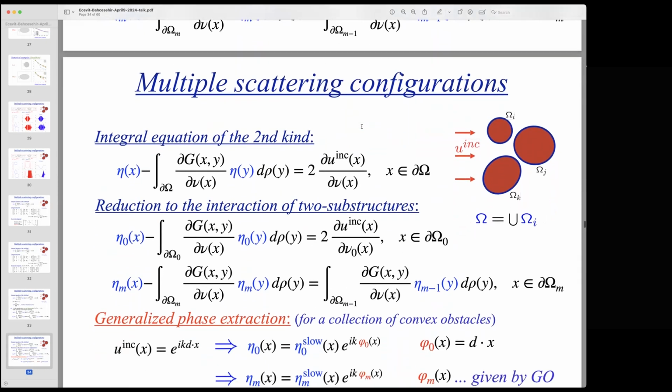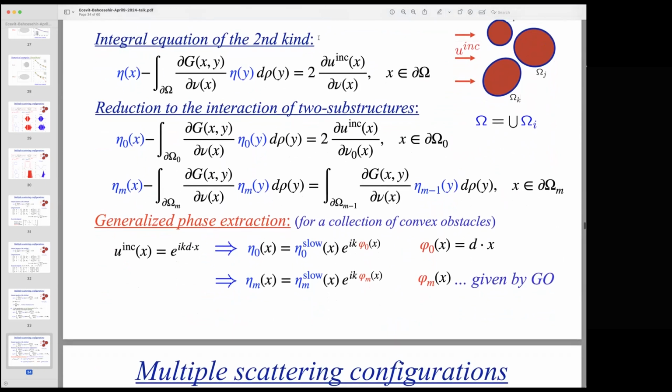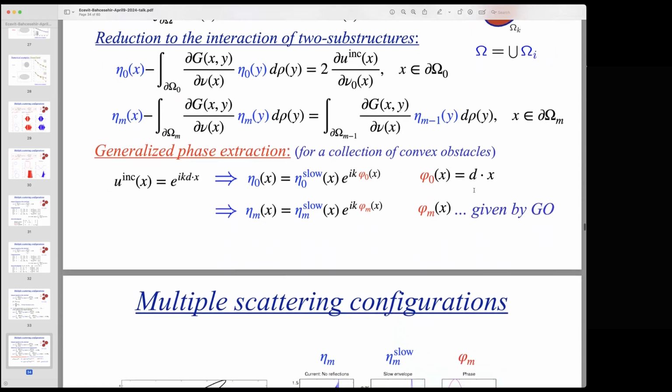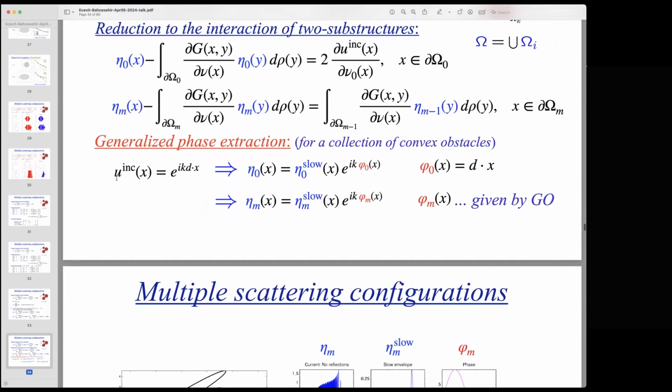So this then tells you that you start with this integral equation of the second kind, and then you reduce the solution of this integral equation to the superposition of the solutions of these integral equations. There are infinitely many paths, as you can see here, that you can follow. The problem is then how do you solve these integral equations involving eta 0 and eta m? Exactly as you did for a single obstacle, which corresponds to eta 0 here.